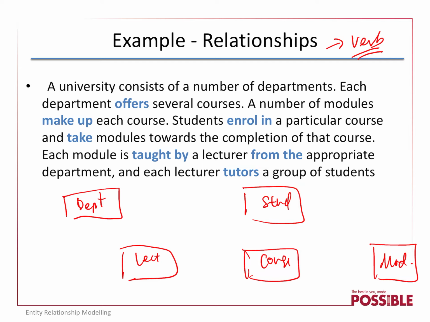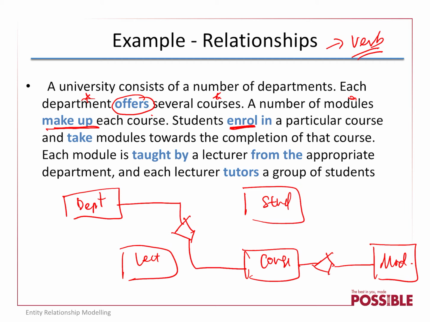Each department offers several courses. It uses the word offers, and there's a relationship between department and course. Never mind that they are far apart, just draw the relationship. A number of modules make up each course. This relationship is named make up, and it is between module and course, so draw it. Students enroll in a particular course. This is the relationship.